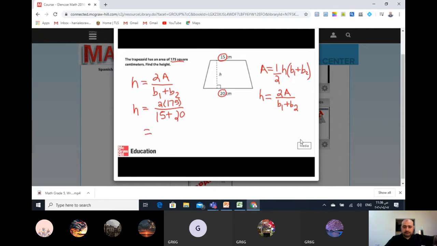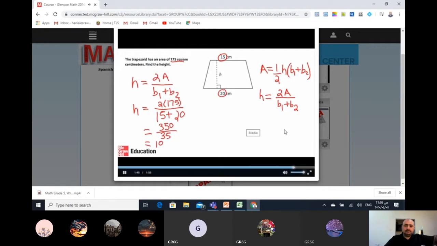Simplifying this expression, we get 2 times 175 is 350, divided by 15 plus 20 is 35. And simplifying that gives us 10. So the height of the trapezoid is 10 centimeters.